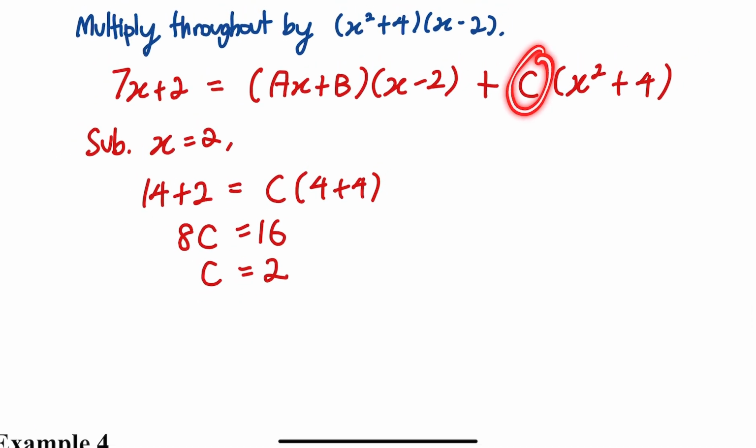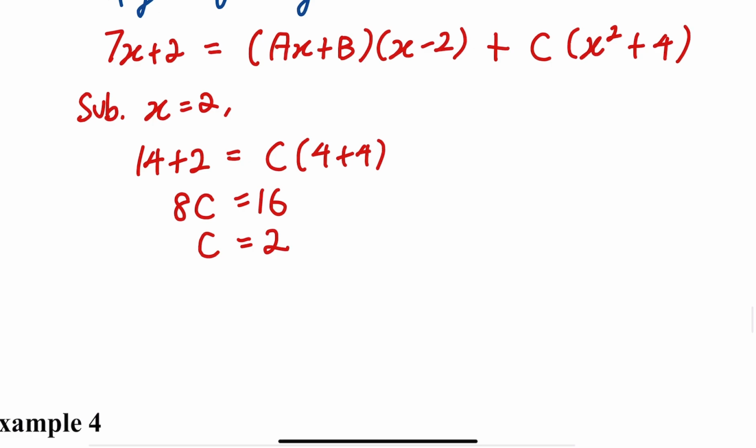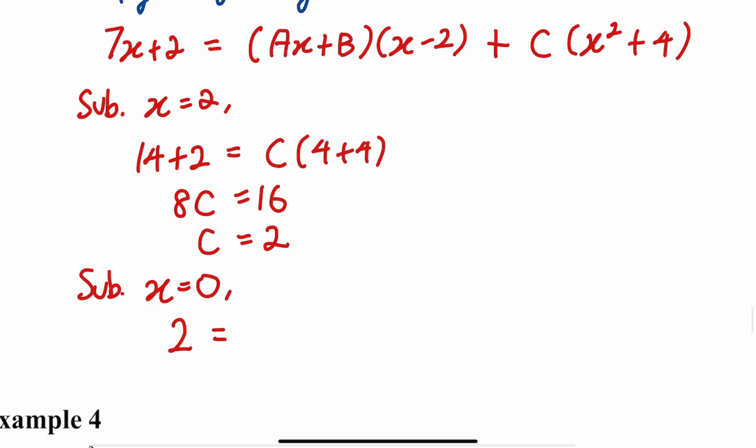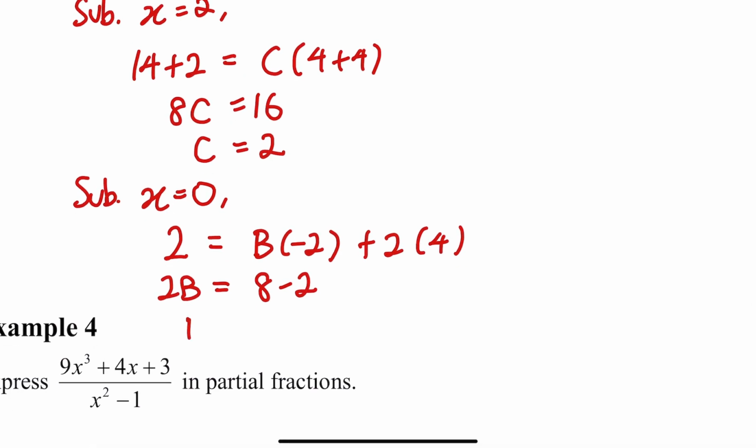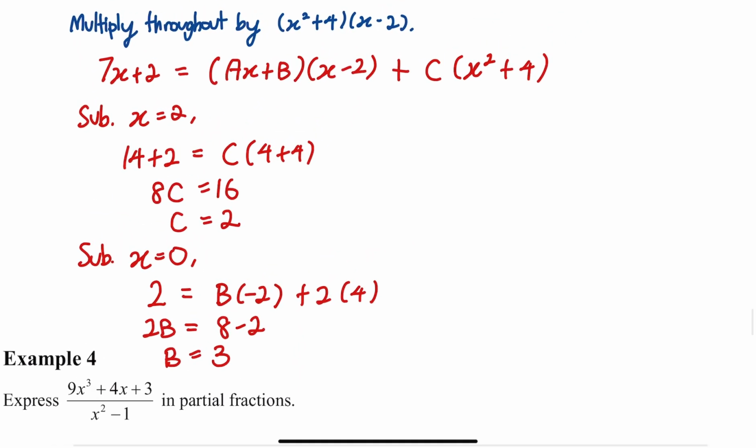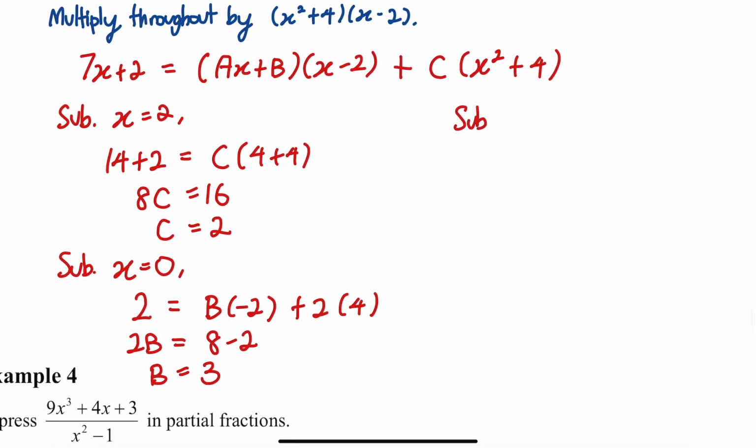Okay, next one. Now I know the value of c. How do I find a and b? You can sub in x equals to 0 to get rid of a. Then I can find b easily. So over here, sub x equals to 0, I'll get 2 equals to b times negative 2 plus 2 times 4. So over here, 2b will be equals to 8 minus 2, which is 6. b will be equals to 3. Okay. And the last one, I can choose any x value since I already use numbers and can cancel out.